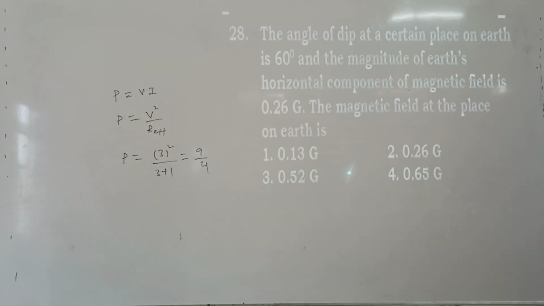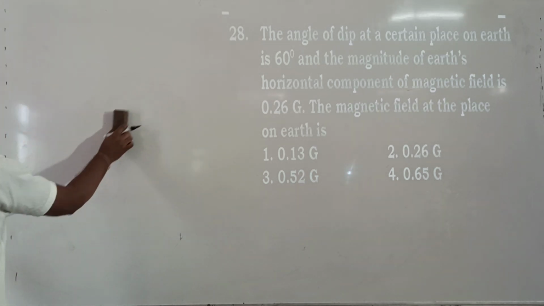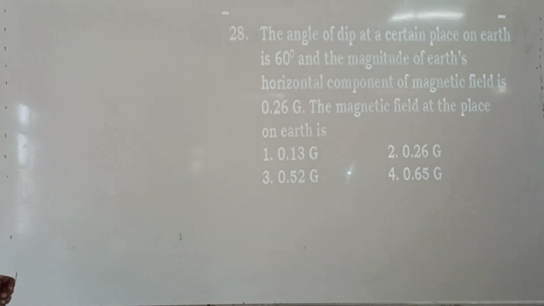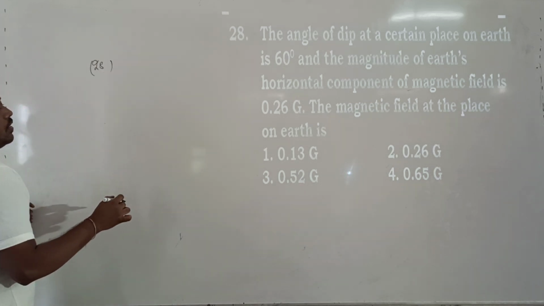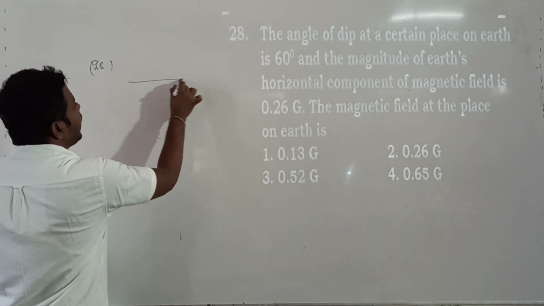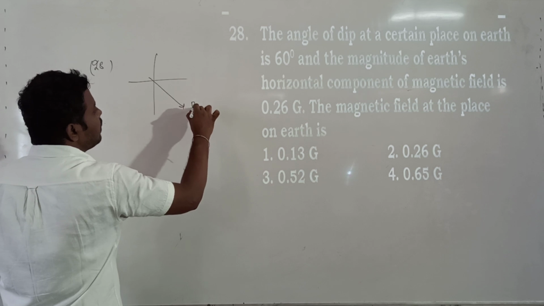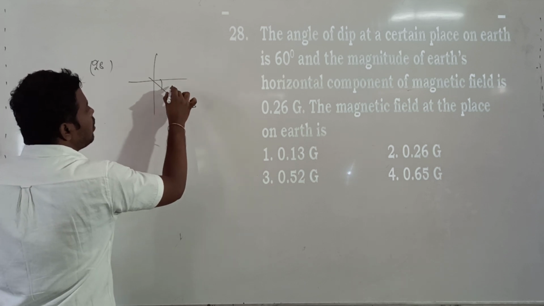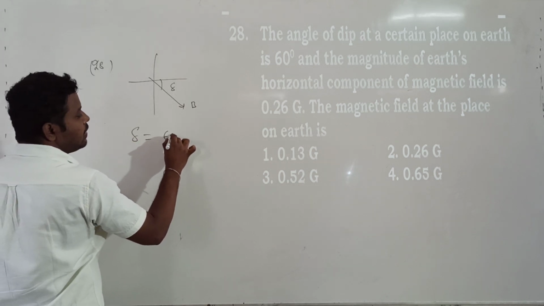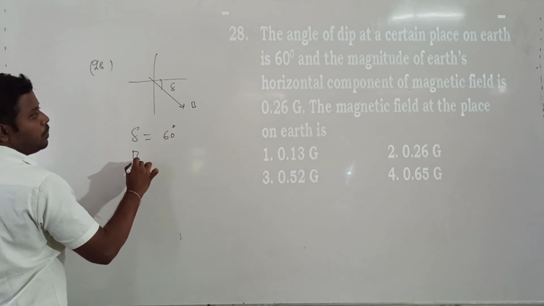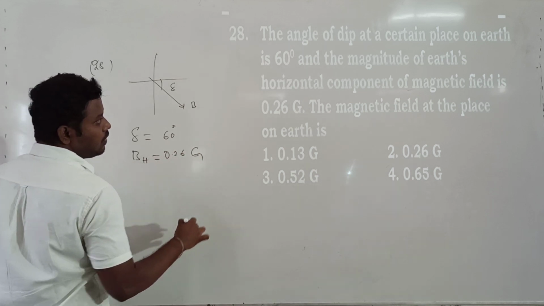Next one. Question number 28. Magnetism and matter chapter. In this, what they have given is the angle of dip. Angle of dip means the angle made by the earth's total magnetic field. For example, if the earth's total magnetic field is B, the angle it makes with the horizontal is given by delta. So delta is given as 60 degrees, and they have given the horizontal component value, 0.26 Gauss.